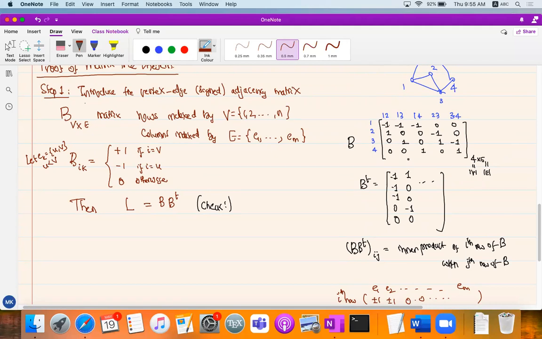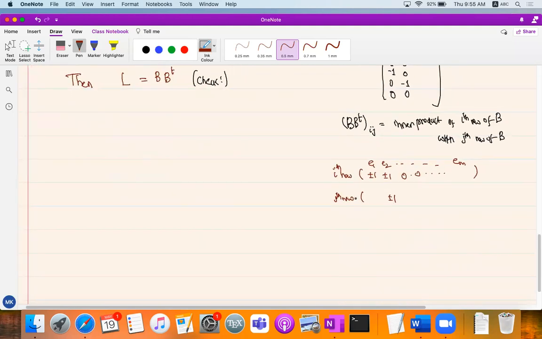So in each column of B, there is exactly one +1 and one -1 and the rest are zeros. So if the ith row and the jth row have this common edge, one of them must be -1 and one of them must be +1. That means i and j form the edge E2. If this is common, then all the other edges are different. One of them must have a 0. In every other edge, there is at most one edge connecting i and j.